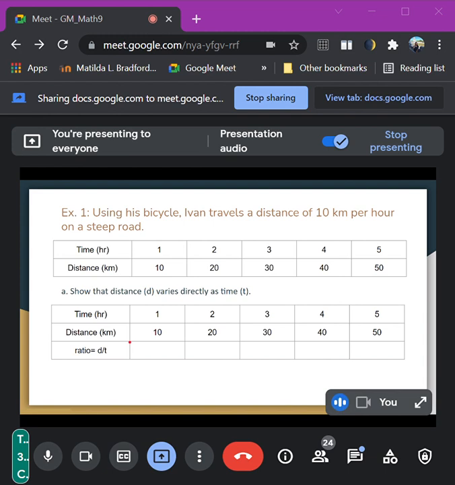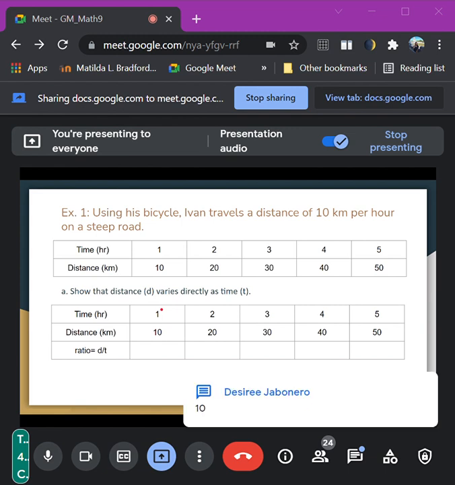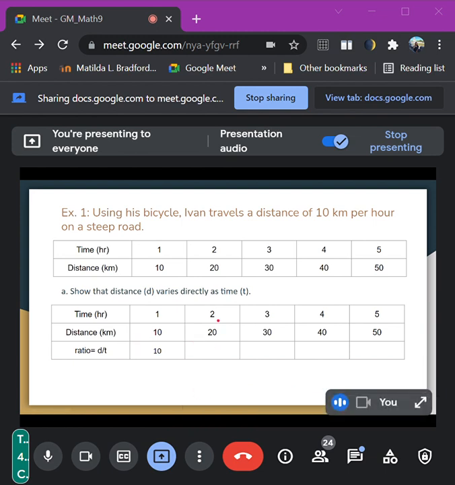For the ratio, class, you can use D over T. Meaning to say, you divide your distance by your time. As we said, the ratio is the constant. So let's see if the ratio is constant here if we divide distance over time. Let's try to divide, class. 10 divided by 1. What's the answer? Okay, 10. Very good. Now, how about 20 divided by 2?